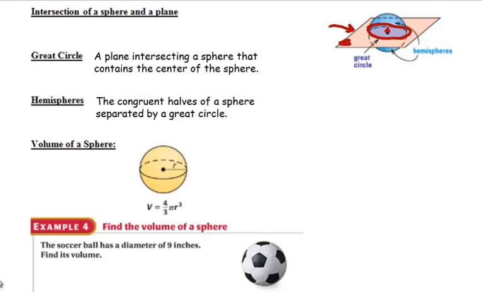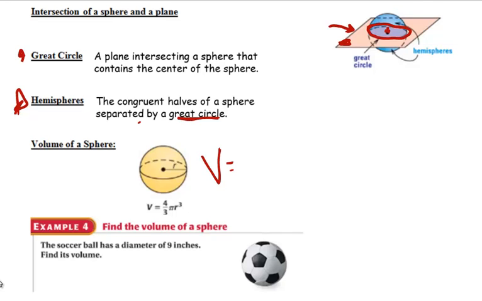So if that intersection goes right through the center, then that's when you get the great circle. The hemispheres are what we get when you cut a sphere in half. You get 2 congruent halves of a sphere separated by that great circle, and those are called hemispheres. So let's look at the volume of a sphere formula.